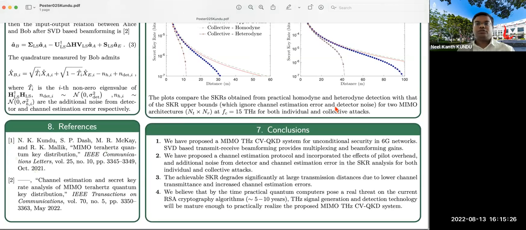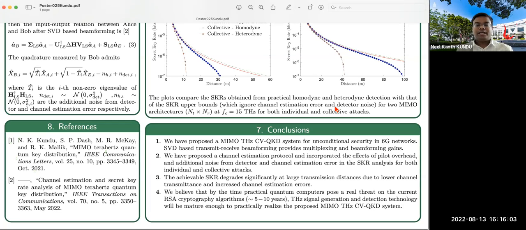So in conclusion, we have proposed our MIMO transmission scheme for terahertz CVQKD system, which can be used for unconditional security in future 6G wireless networks. We have proposed a channel estimation scheme, which is necessary for implementing the singular value decomposition based beamforming and combining. And we have incorporated the effect of pilot overhead, the channel estimation error, and the detection noise in our secret key rate analysis. And we have carried out a feasibility study of terahertz CVQKD using numerical simulations.